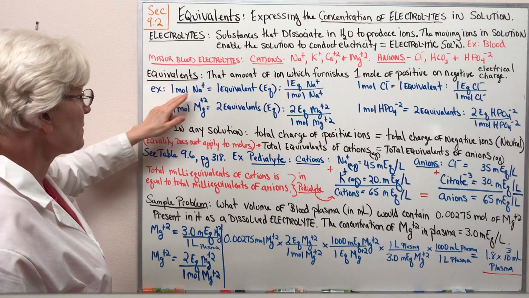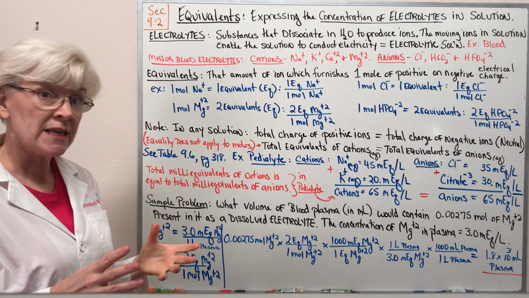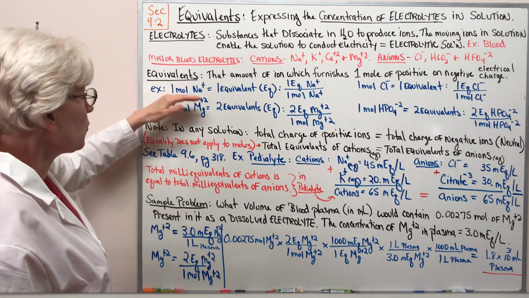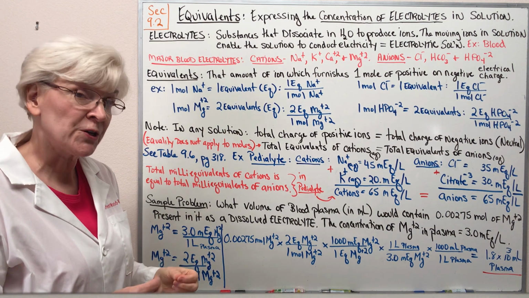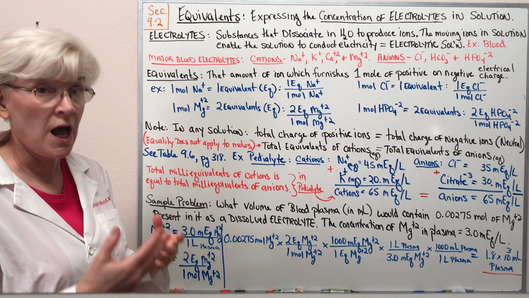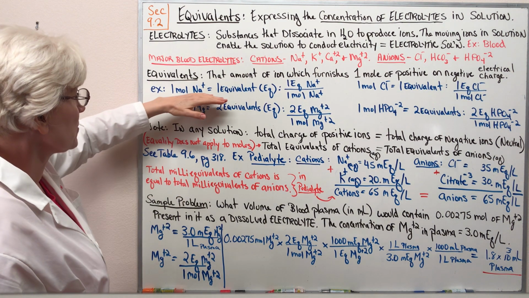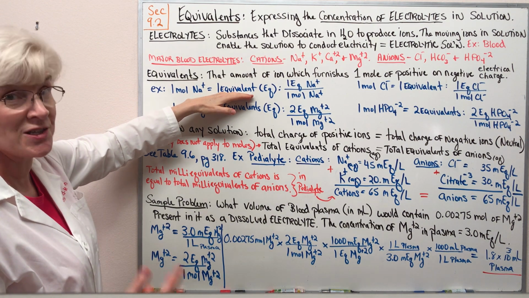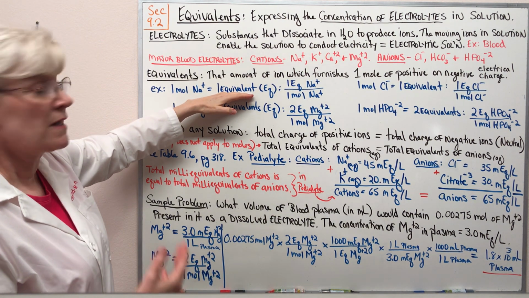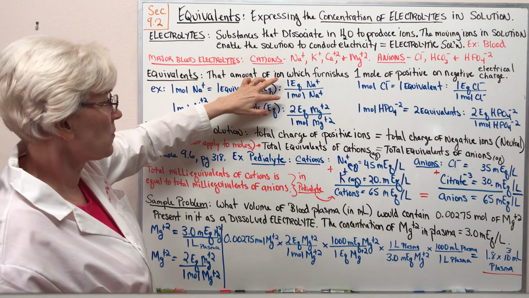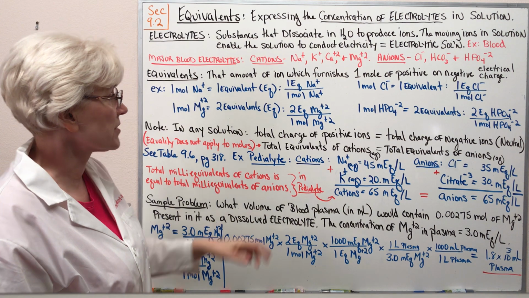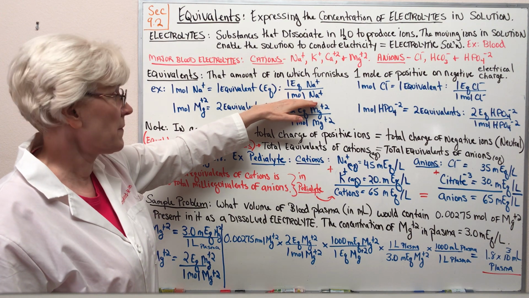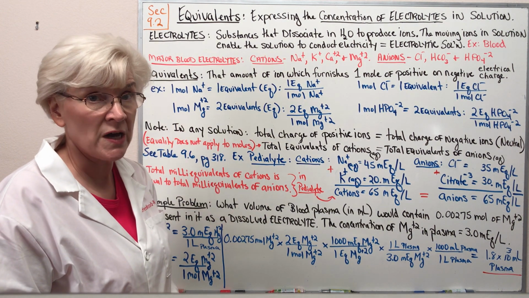For example, 1 mole of sodium ion. How many equivalents are present? Well, sodium is a +1 cation. So 1 mole of sodium ion would furnish or produce 1 mole of positive electrical charge. So notice the equality. 1 mole of sodium ion is equal to 1 equivalent of sodium. And you can take that equality and write it as a conversion factor. 1 equivalent of sodium ion is present in 1 mole of sodium ion. It produces 1 mole of positive charge.